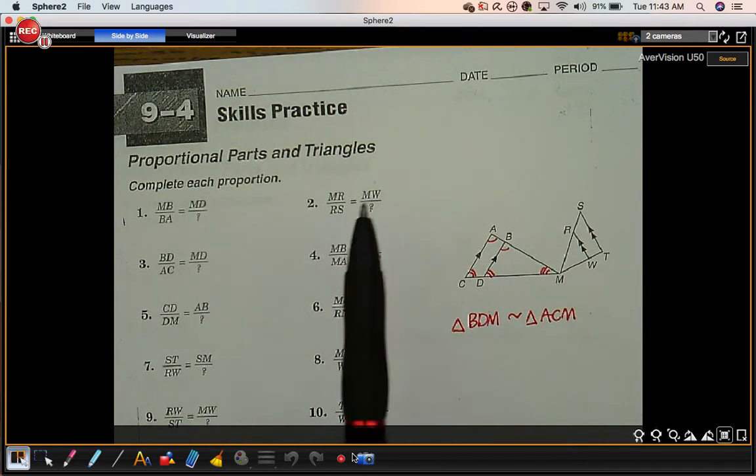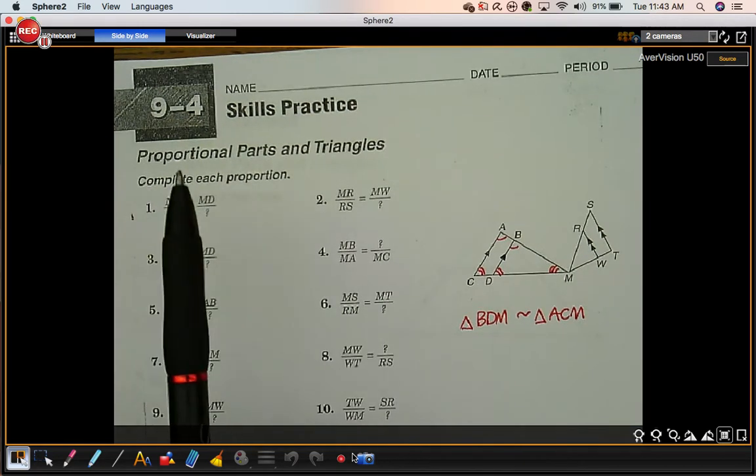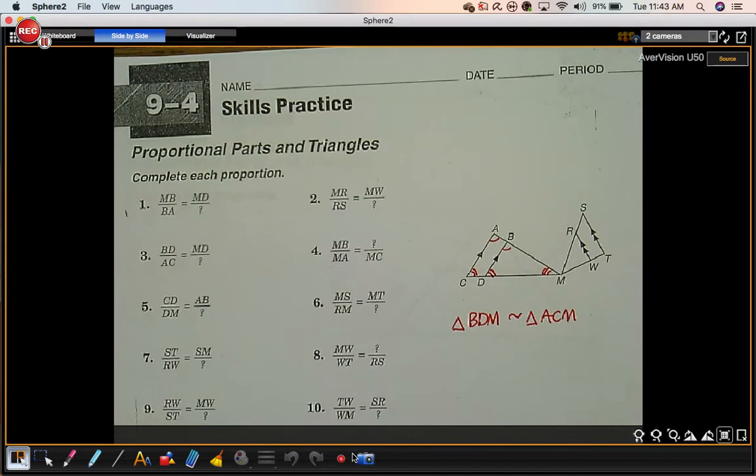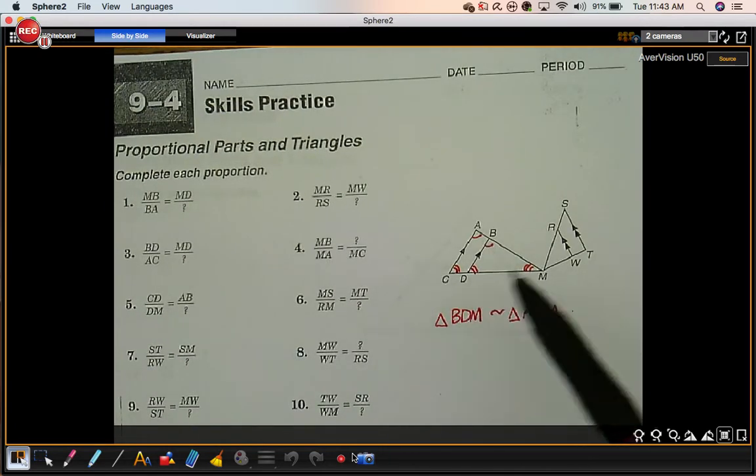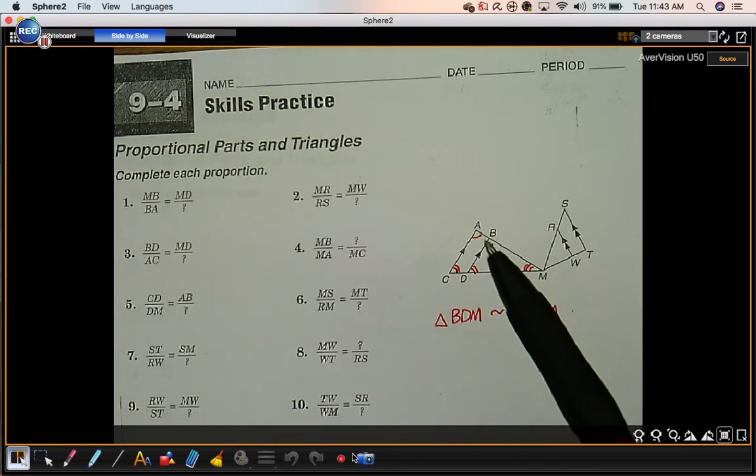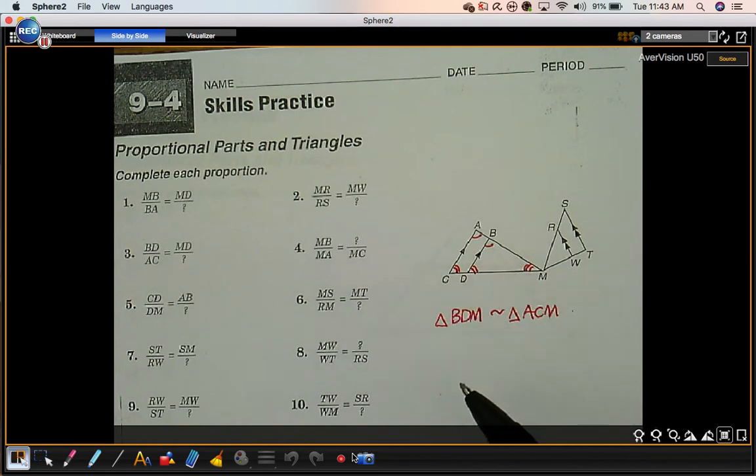This is section 9.4. We're looking at the skills practice. We're going to complete each proportion. Remember, when we have a triangle inside of a triangle, and these lines are parallel, this triangle is going to be similar to the bigger triangle. So if it helps you can write a similarity statement.